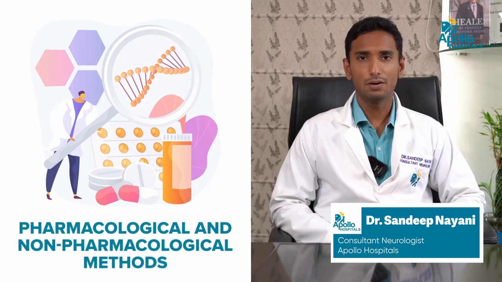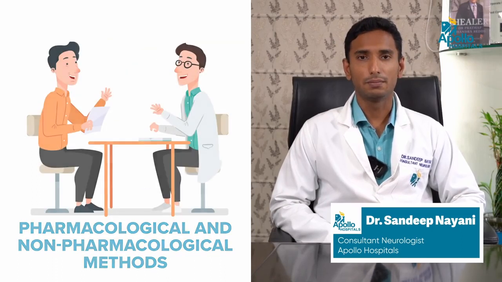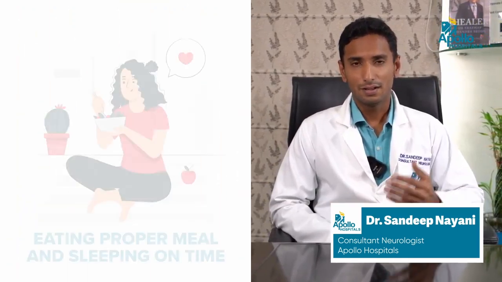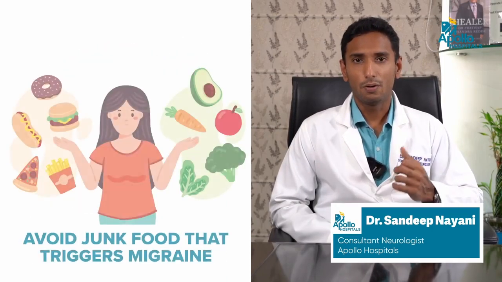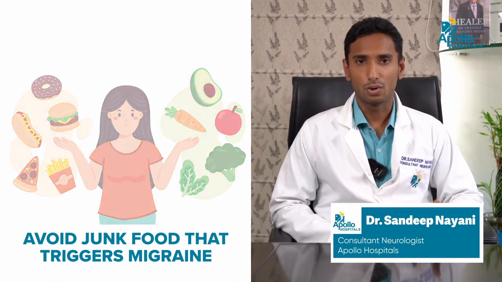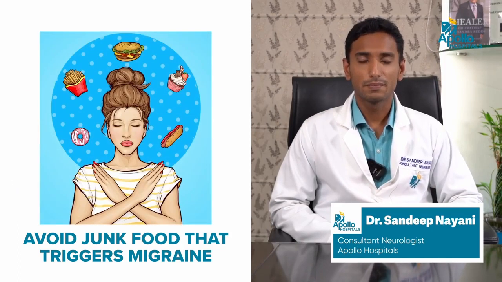How are migraines treated? Migraine has two types of treatment. One is pharmacological or medical, and one is non-medical treatment. First, non-medical or non-pharmacological treatment means we are treating it without any medications. How do we do that? By avoiding all the triggers, that is, eating all your meals on time, sleeping on time, and avoiding foods that trigger migraine like chocolates, cheese, dairy products, sour foods. This is one way of treating migraine when it is not very severe or not very frequent.